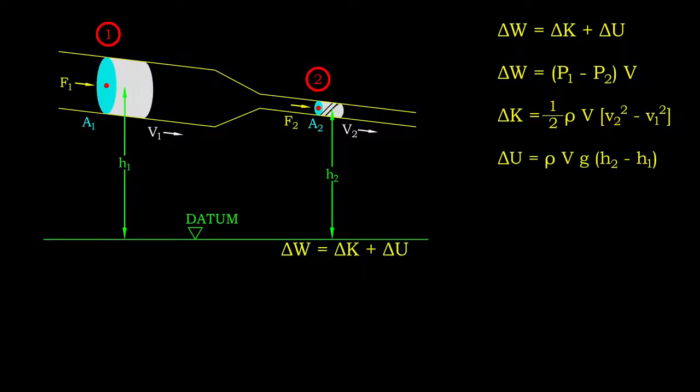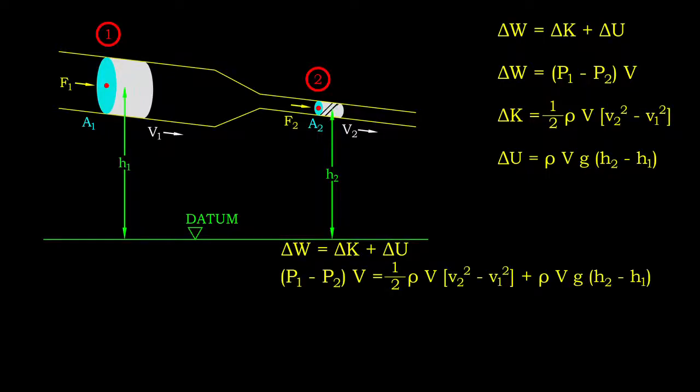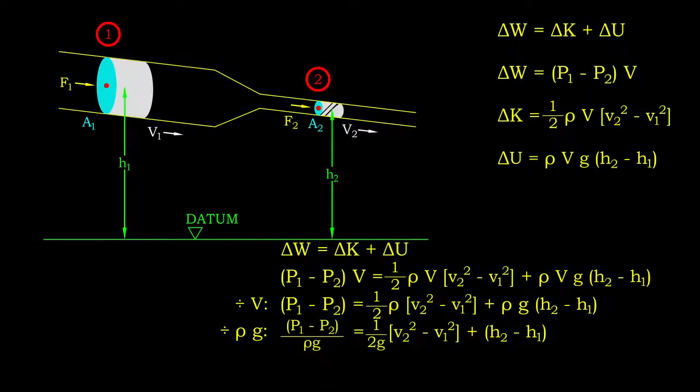The terms for work done, kinetic energy and potential energy are arranged in the way that obeys the principle of conservation of energy. The simplification of the expression involves multiple steps. First, we remove the term V from both sides. Then, we proceed with dividing rho g for all terms on both sides.